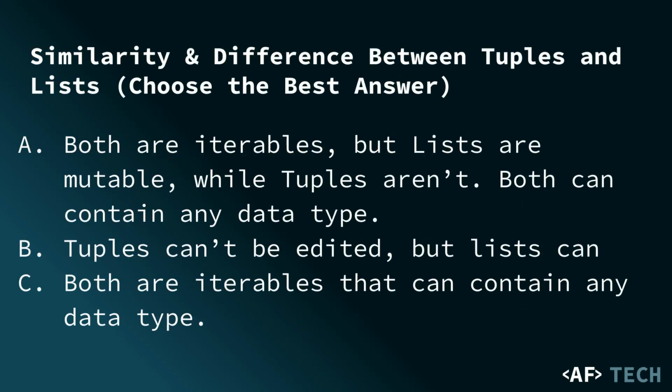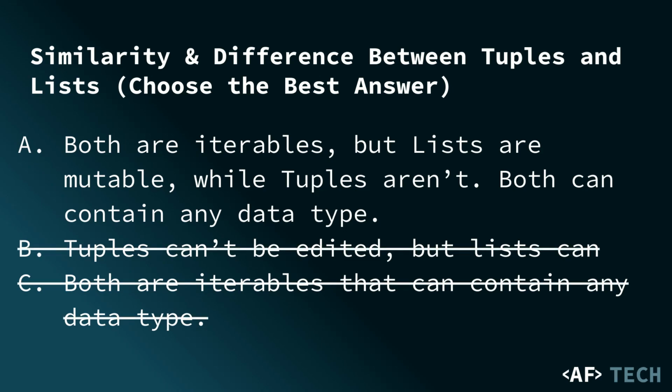Now I want you to tell me the similarity and difference between tuples and lists. You should choose the best answer out of these. A, both are iterables, but lists are immutable, while tuples aren't. B, both can contain any data type. C, tuples can't be edited, but lists can. Or D, both are iterables that can contain any data type. While B and C are true, A is the best answer. Both are iterable, but lists are mutable, while tuples aren't, and they can both contain any data type.